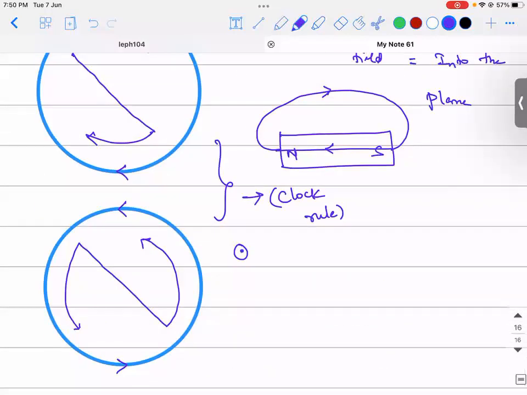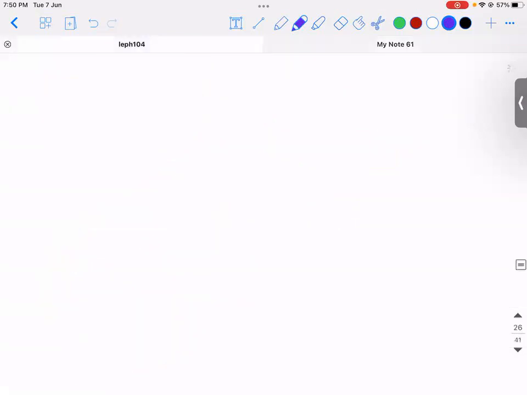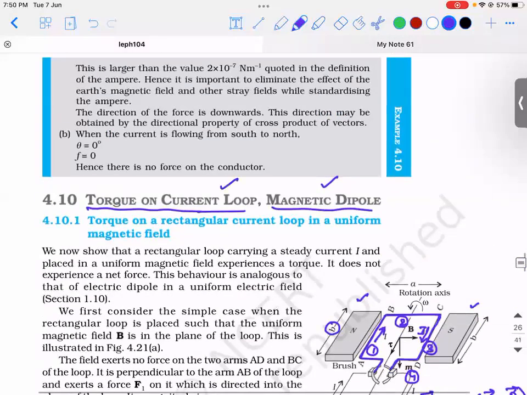Is it clear? So you'll be able to understand one thing, that current carrying coils act as magnetic dipoles. That is why if you see the heading here, torque on current loop or magnetic dipole is what they mention. So torque on current loop or magnetic dipole. Is it clear?